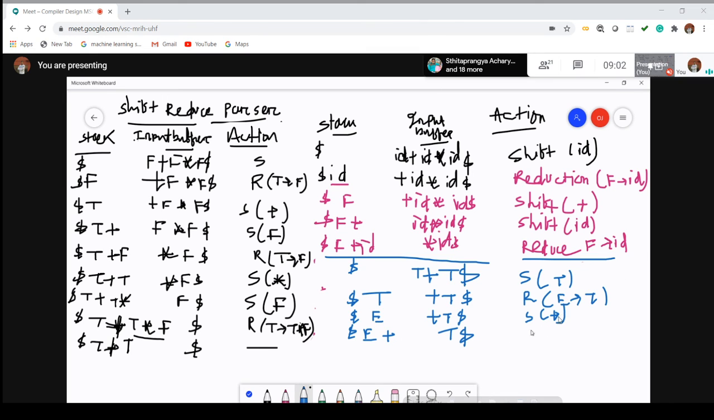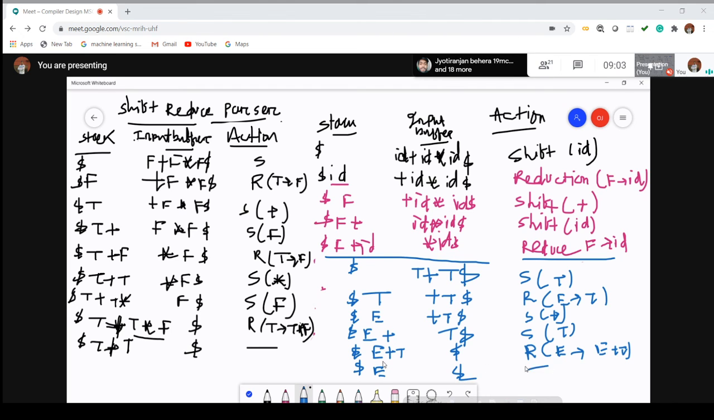Again there is a shift operation. T is to be shifted. If T is shifted, then it will be dollar E plus T, and then a dollar. Now there is a reduce operation. What is the reduce operation? The reduce operation is exactly E to E plus T. So instead of this, you can write E, and this one equal to dollar.